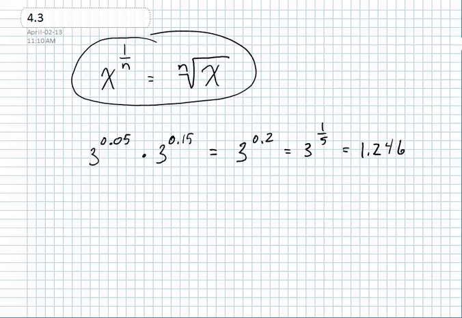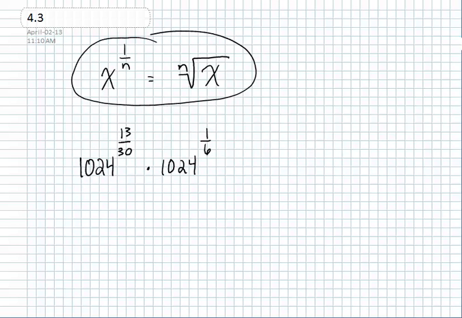Let's look at some other examples here. This one looks really scary, but follow the same exponent laws. We're multiplying powers here, so all you're going to do is keep the base the same and add the exponents. So add 13 over 30 plus 1/6, and then see if you can figure out where to go from there. I'll give you a second to do that next step.